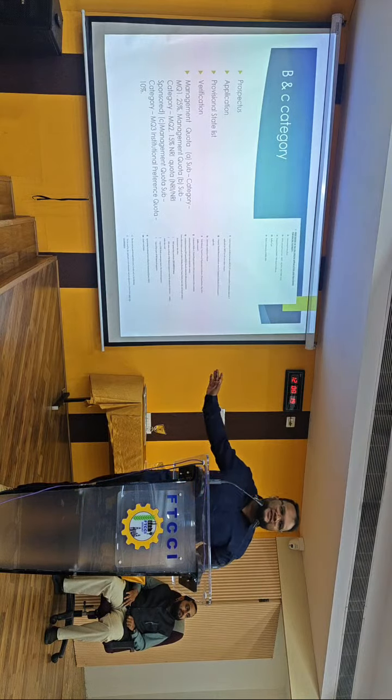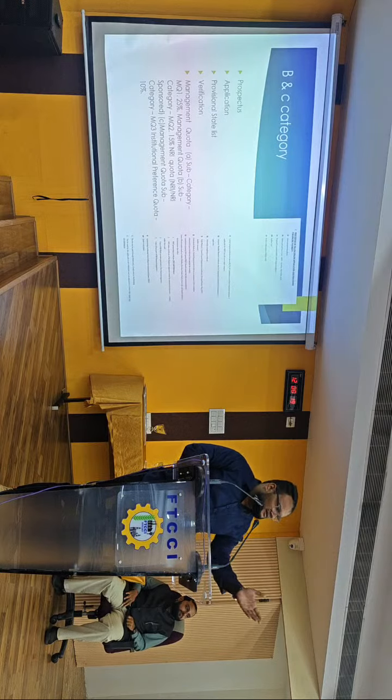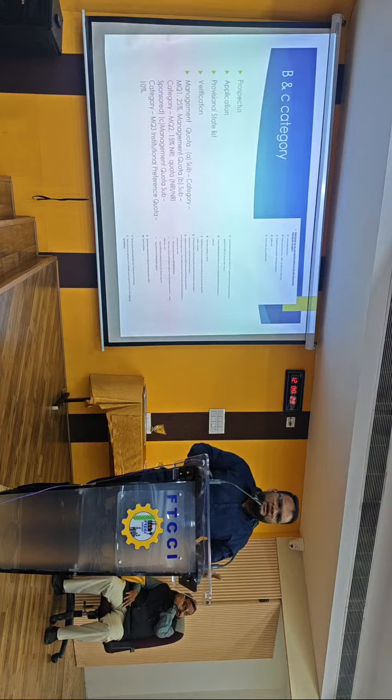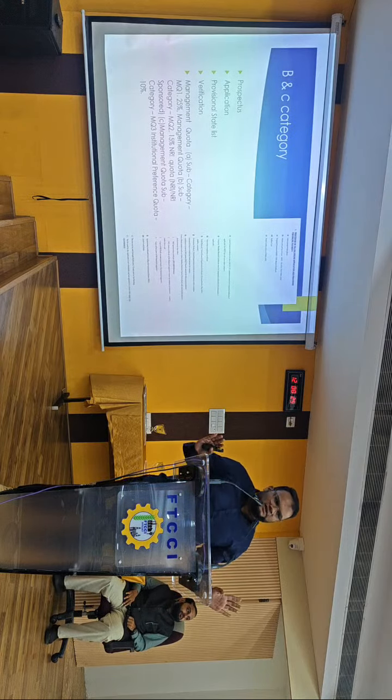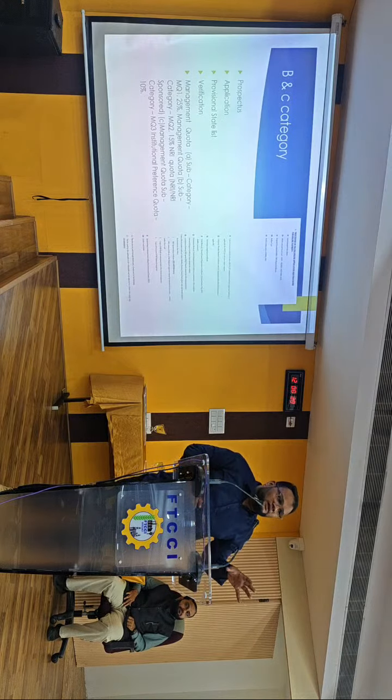So now what we have is the same thing as what we have for convener quota. In the same way, a prospectus will be released, and in the same way you'll be applying for it. The application, everything is the same as convener quota. There's no difference between convener quota and management quota. Now where does the difference come from?